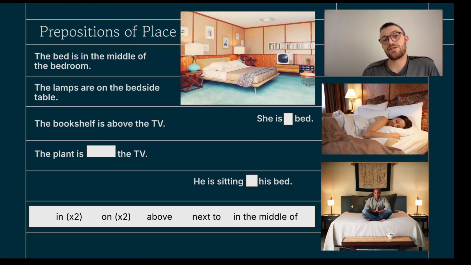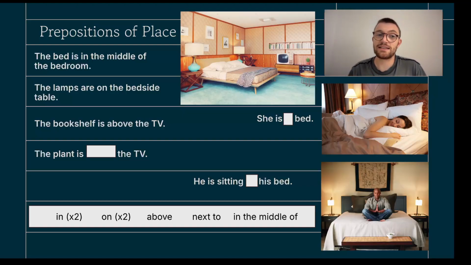Importantly, the bookshelf is not on the TV. There is a difference between being above and being on. Being on means that you are touching, and being above means that you are not. There we go. Okay, so the bookshelf is above the TV.